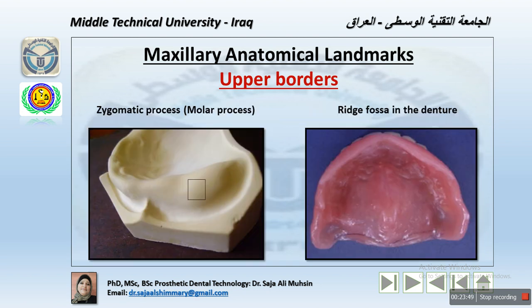and sometimes losing the sense completely. The zygomatic process, the molar process, will be a ridge fossa in the denture, and it's located at this area, properly within the first molar area. This is probably due to the large roots of the first molar region, which is mostly the thickest area within the alveolar ridge.